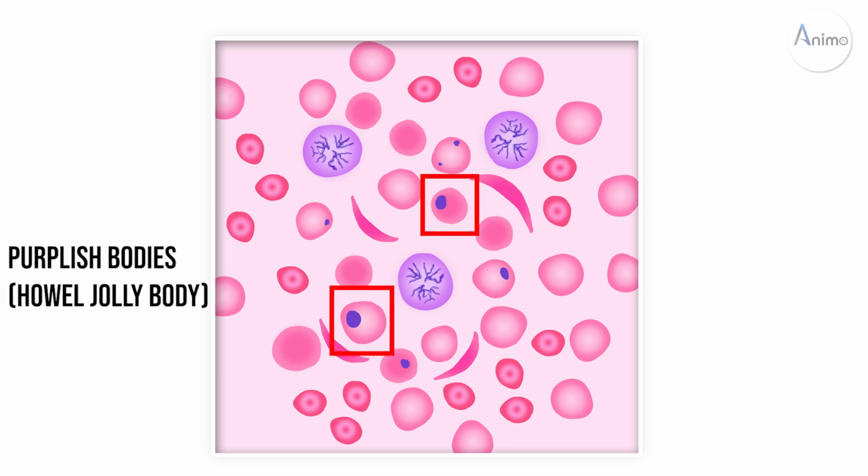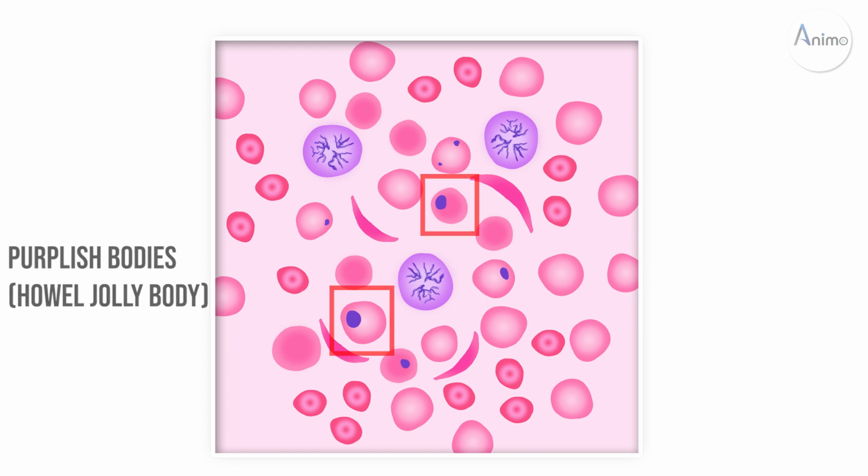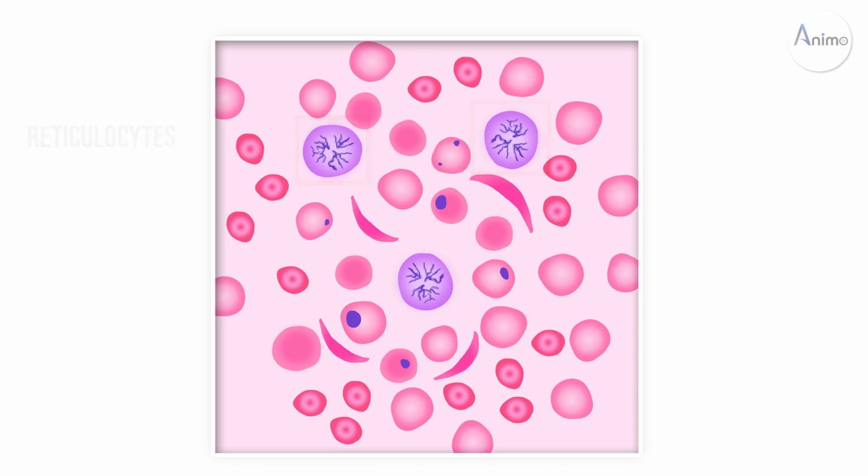And there is a purplish body inside normal RBCs, which is called Howell-Jolly bodies. These are fragments of nucleus which should be removed by the spleen, but the spleen here is infarcted, so these fragments of nuclei are not removed and they are still present in these cells. So these form Howell-Jolly bodies. And here you see the reticulocyte, because there is a considerable amount of reticulocytosis in sickle cell anemia.